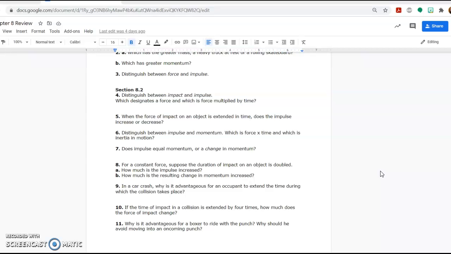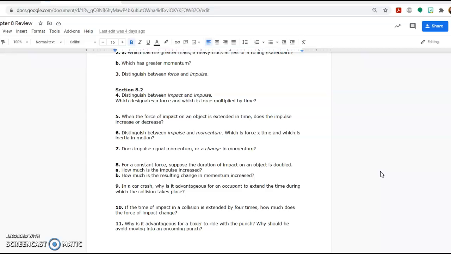Does impulse equal momentum or a change in momentum? So impulse equals your change in momentum. So p equals your mass times your change in velocity. Okay, but when you're looking at an object, typically your mass doesn't change. So it's actually your velocity that is changing. So impulse equals your change in momentum.